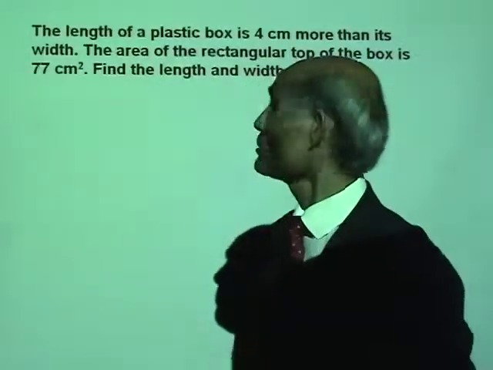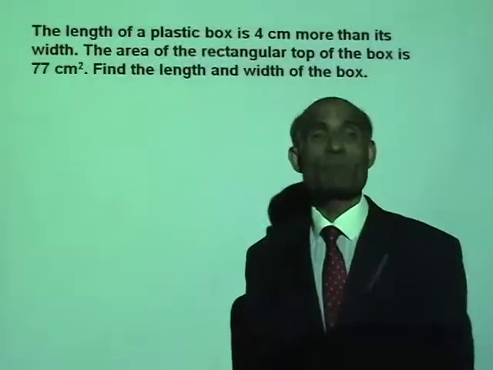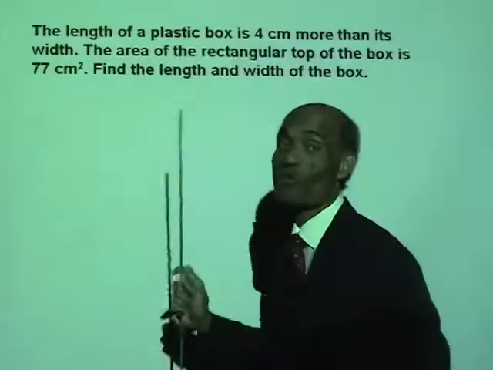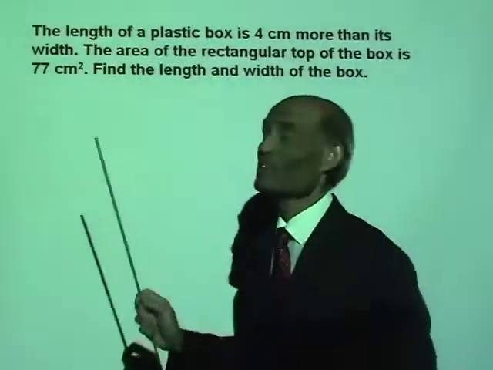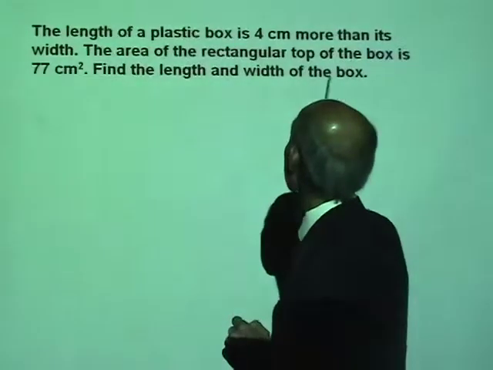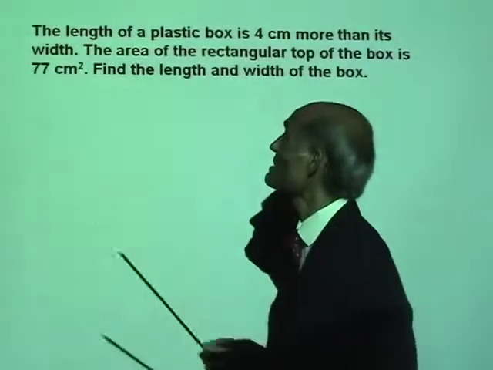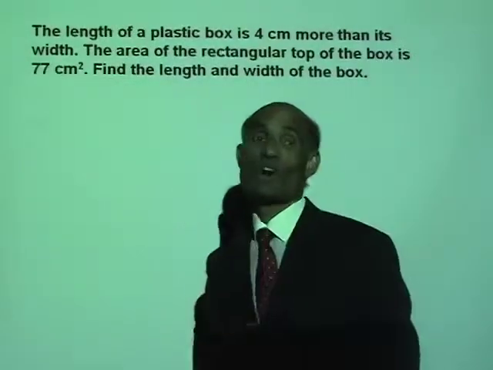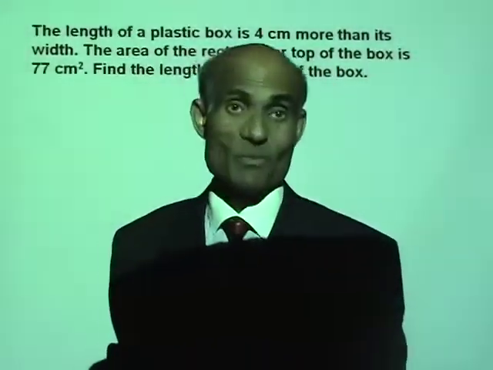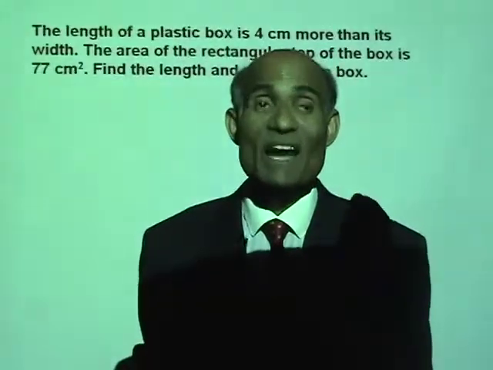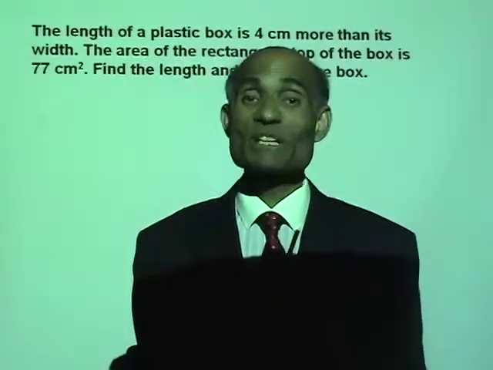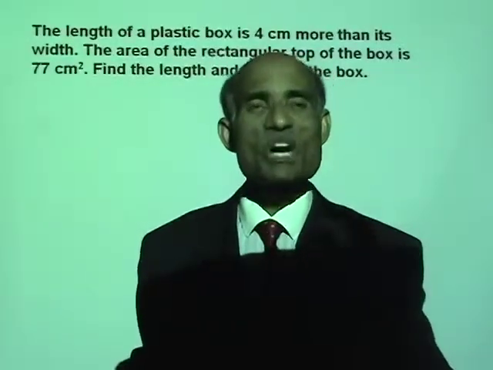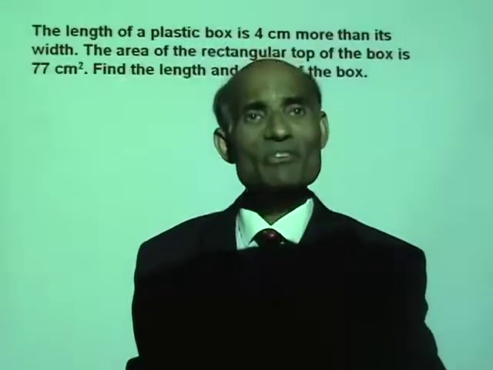Alright, the problem goes like this. The length of a plastic box is 4 centimeters more than its width. The area of the rectangular top of the box is 77 centimeters. Find the length and the width of the box. Well, what is the first guideline I gave you? The first guideline is to identify the quantity to be determined and call it x.